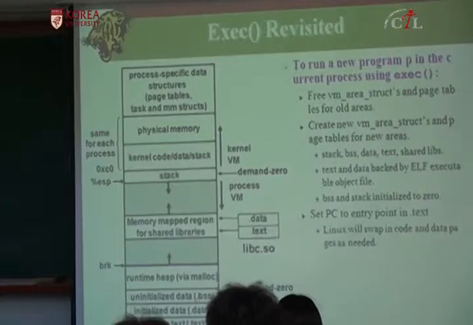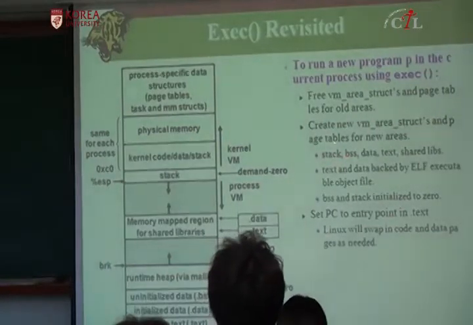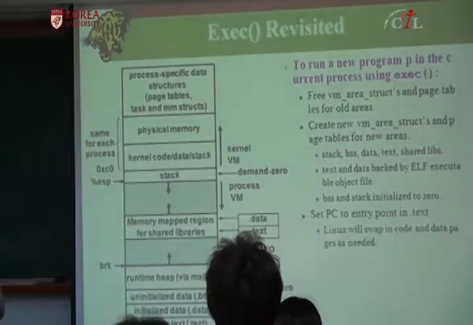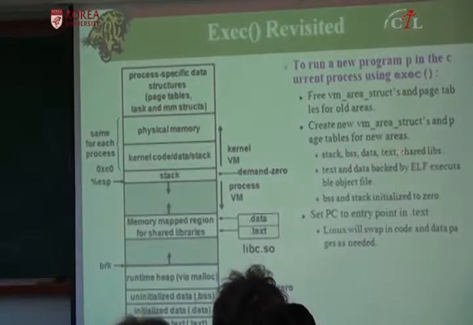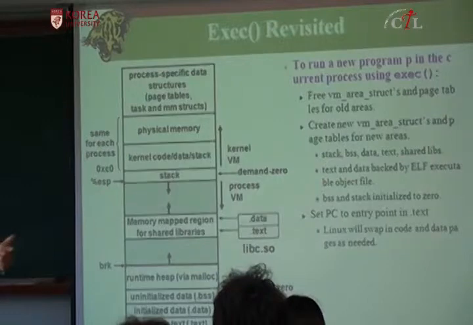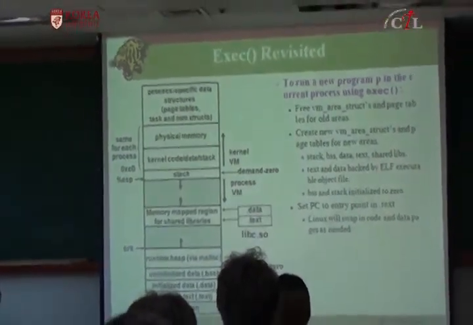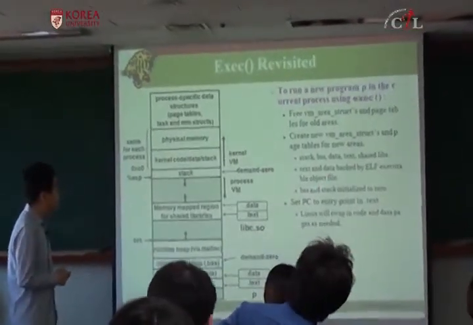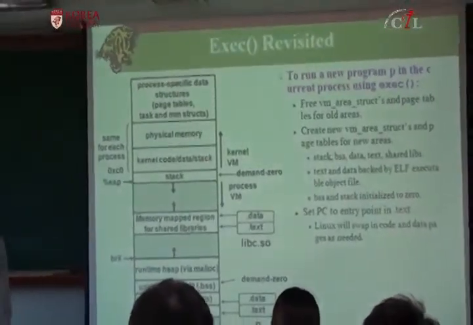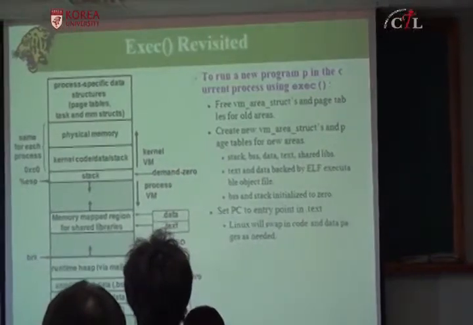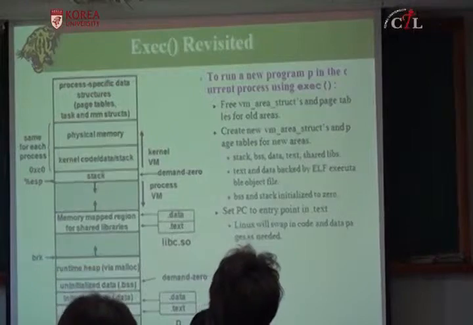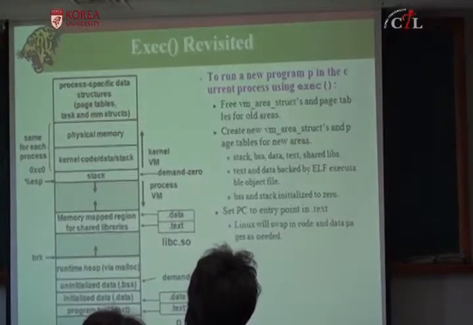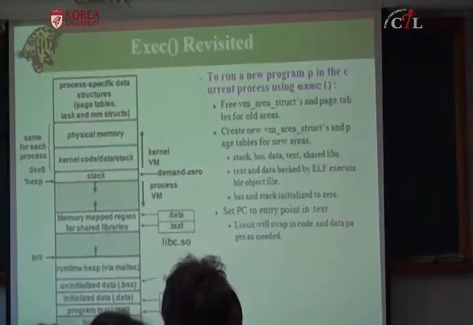for this new program. For this new program, you have stack, BSS, data, text, and shared library areas or segments. Usually the text and data segments are backed by the ELF executable object file, which means you map the text area and data area to a file, the PowerPoint file, which is on the disk drive. And BSS and stack are initialized to zero, which means anonymous file, and these are demand-zero pages. On demand, if you create a new stack frame, you create a new page, and those pages are all initialized to zeros. And BSS, the global uninitialized variables, these segments will be initialized to zero when you reference that address.